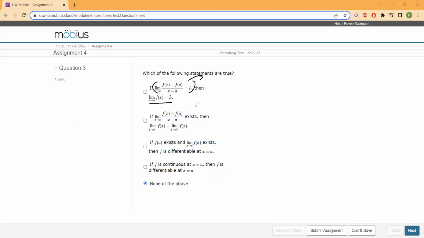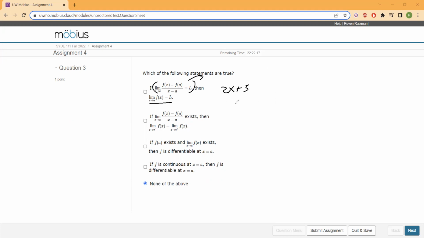We can have functions where we get one limit as we're approaching that point, but a different derivative for that point. A very easy example would be if we take, for instance, a line. So let's say our line is 2x plus 5.